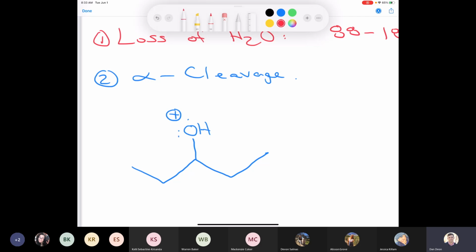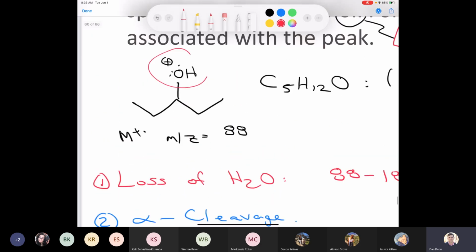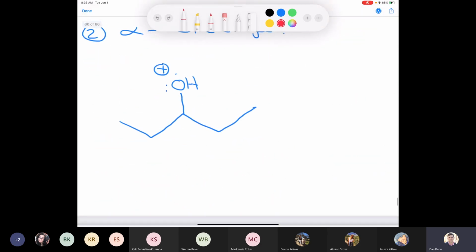Now, I had the same thing drawn right here. The carbon that is directly attached to the oxygen is the alpha carbon. That means this is a beta carbon and this is a beta carbon. Hopefully you can see that there's a plane of symmetry running through the molecule here. So for my alpha cleavage, it wouldn't matter if I drew the line here or here. Either way, I'm going to lose CH3CH2. That's what I would lose.